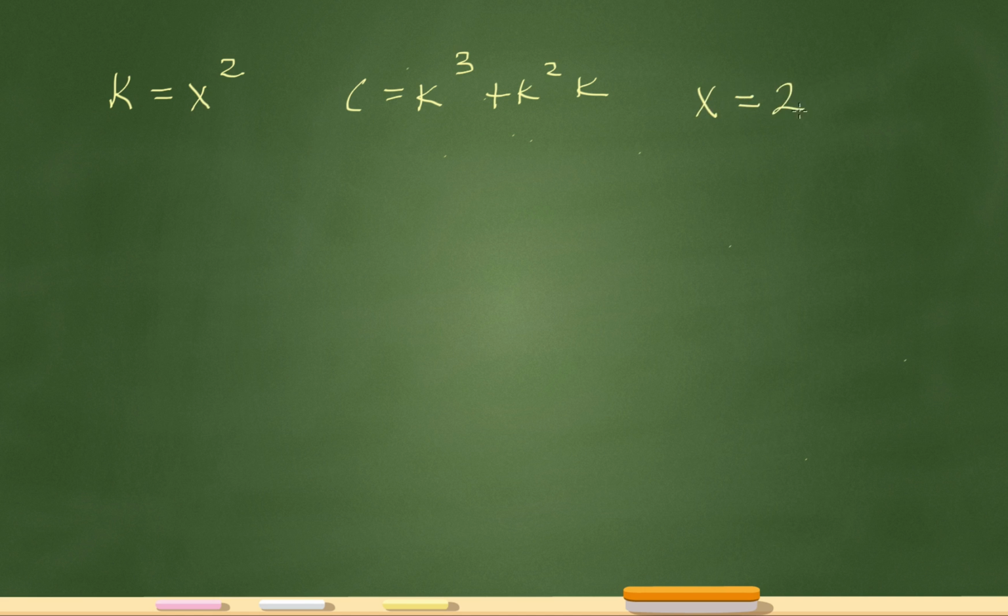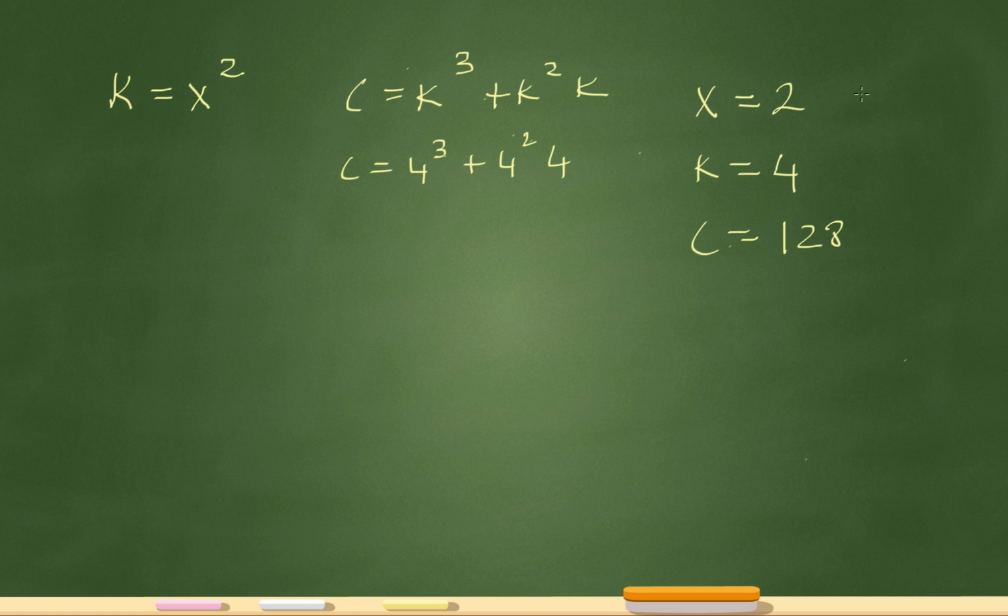I'm going to make x 2. Any number, doesn't matter what you make it. That makes k 4, and that'll make c: 4 cubed is 64, 4 squared is 16, 16 times 4 is also 64, so c will be 128. And again, let me just write it out for you, so you can see it too. So that's what I did right there, and I got c to be 128.